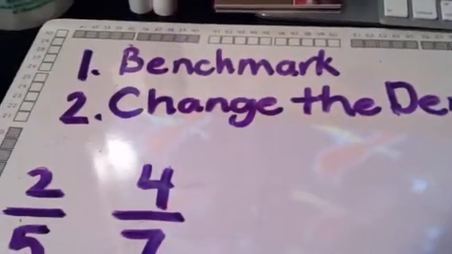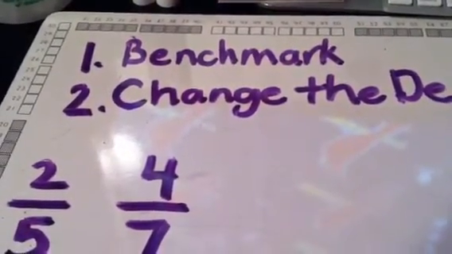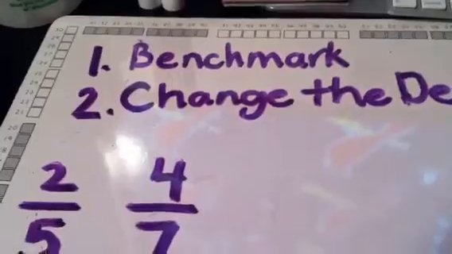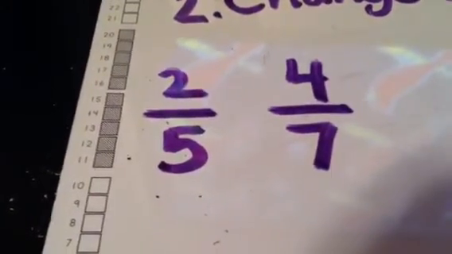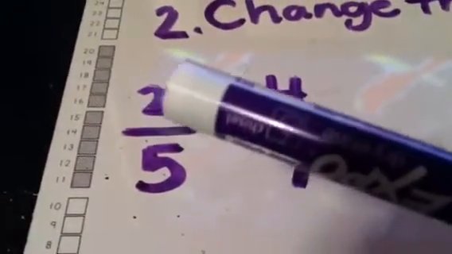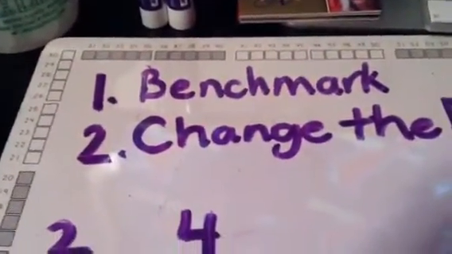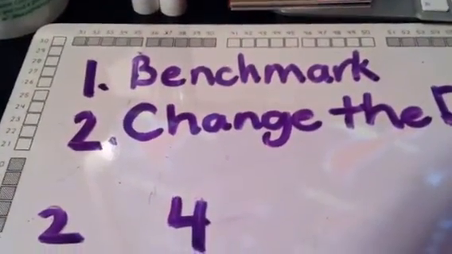This week, when we move into fractions and we start comparing them, we're actually going to be doing different denominators. So tonight I'm going to show you an example of a couple different strategies that you can use to compare fractions, and I'm going to be working with these two fractions, 2/5 and 4/7. The first way you can compare fractions is by using the benchmark method.